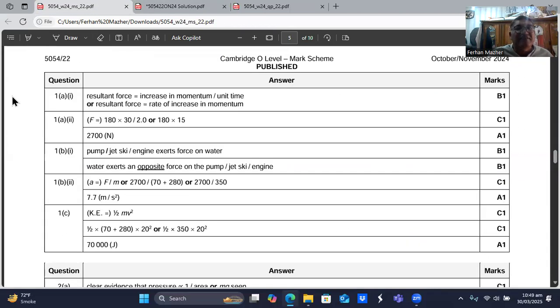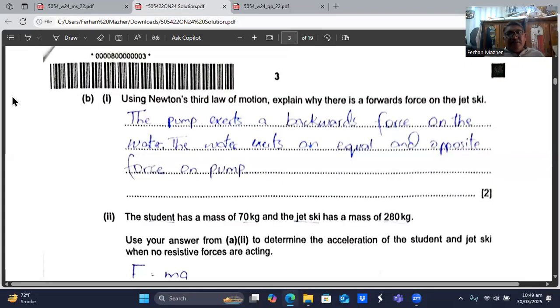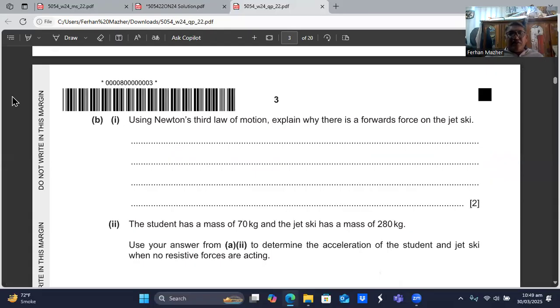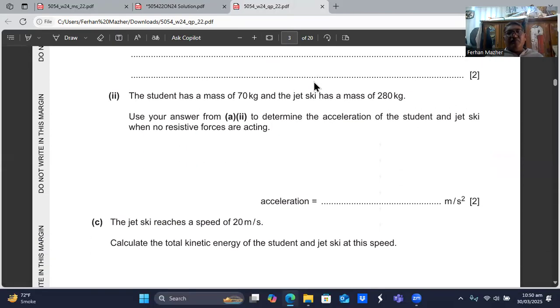The marking scheme says the pump or jet ski engine exerts a force on water, and the water exerts an opposite force on the pump or the jet ski engine. So this is her answer, and you have seen the marking scheme. I hope you can write a good answer right now.